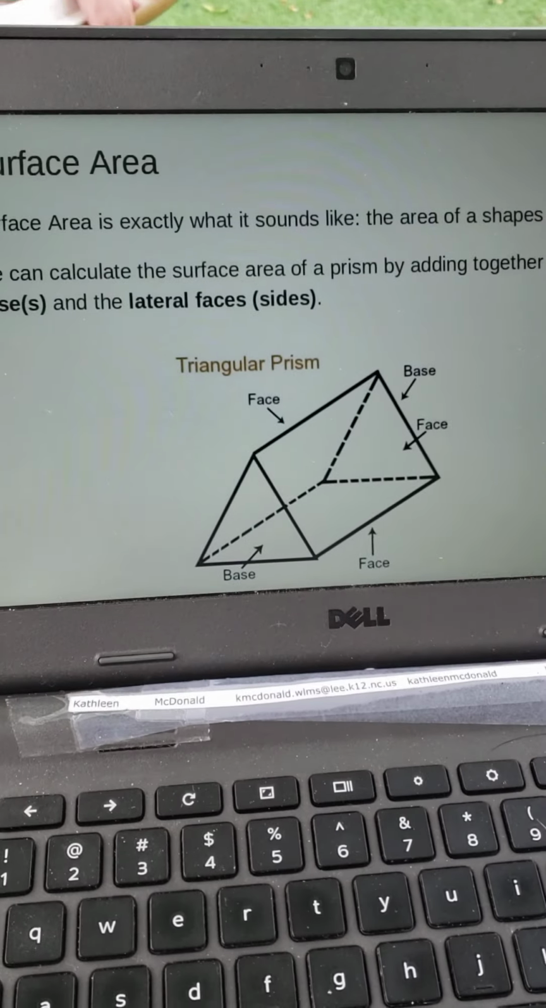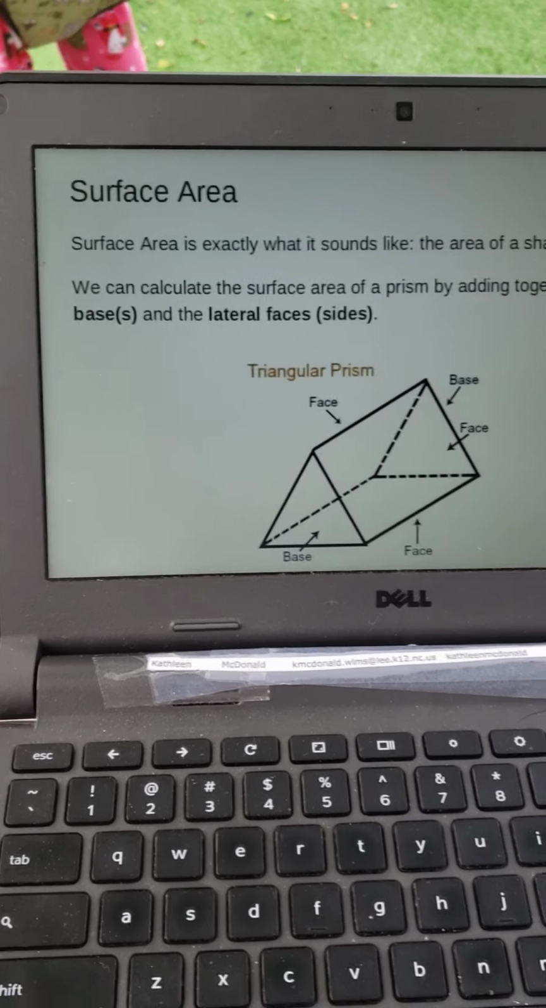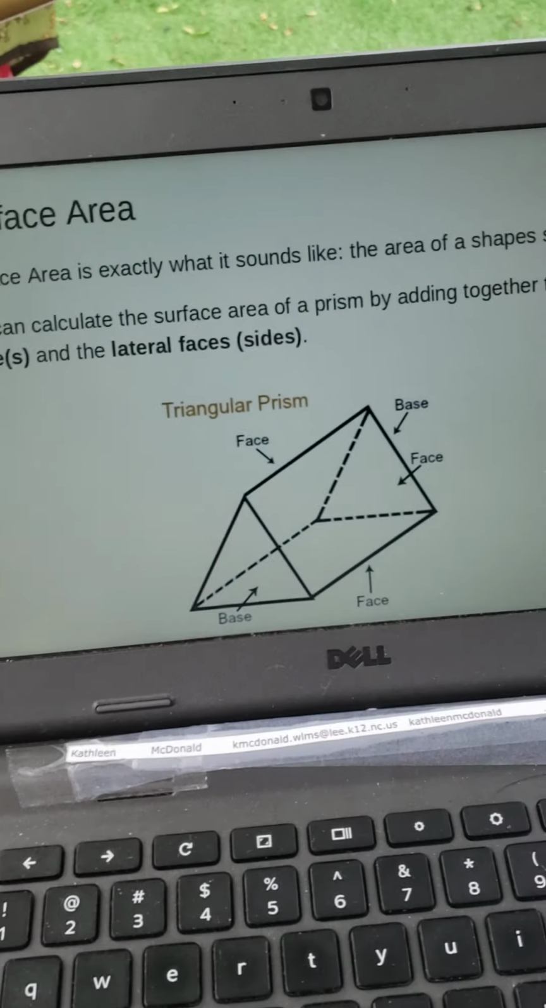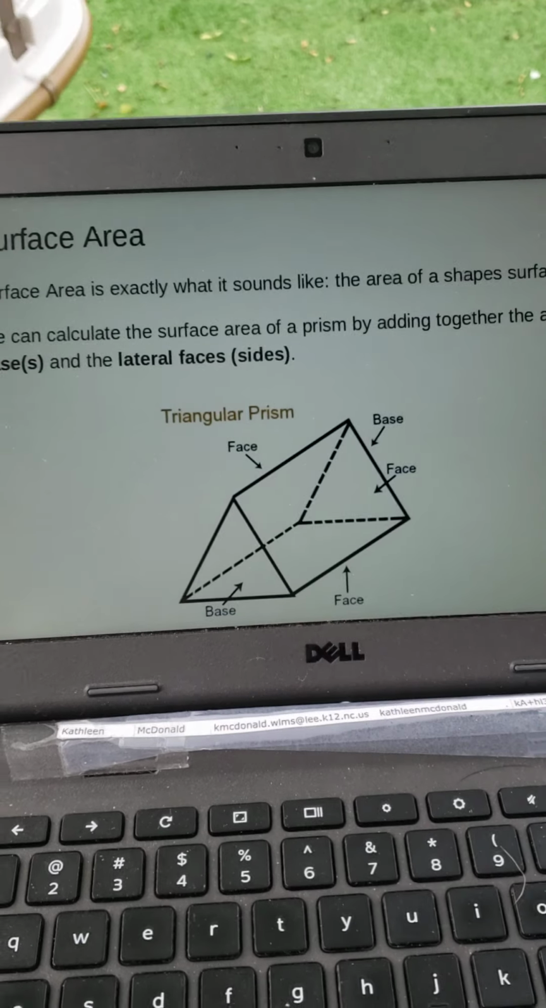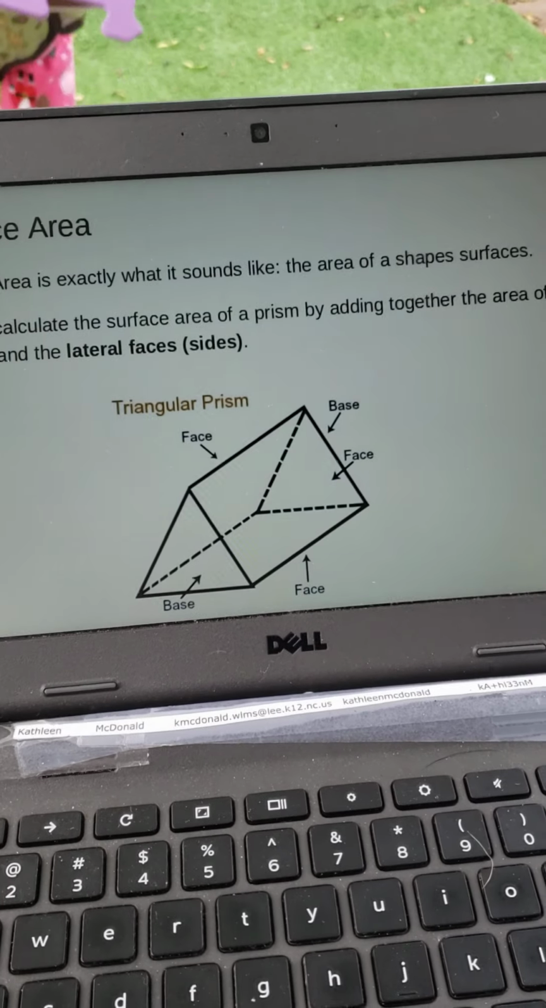Okay, we are starting surface area today. It is Tuesday, May the 5th, 2020, and I'm going to try it this way, posting this to YouTube and see if these videos are a little bit easier to follow or hear.